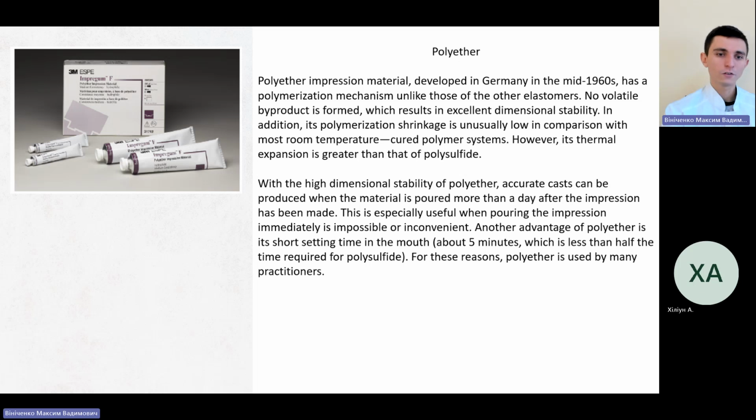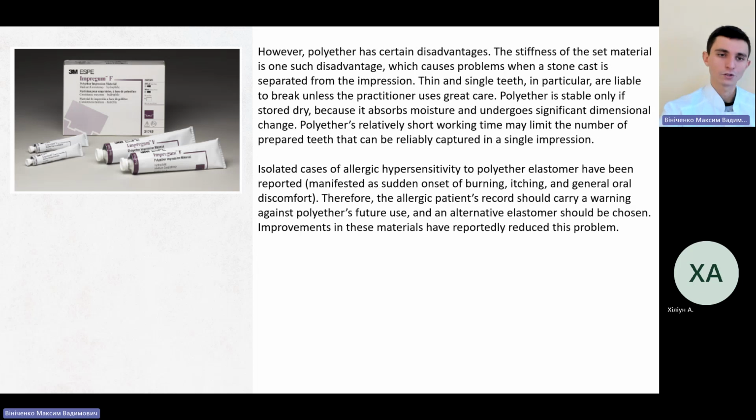With the high dimensional stability of polyether, accurate casts can be produced when the material is poured more than a day after the impression has been made. This is especially useful when pouring the impression immediately is impossible or inconvenient. Another advantage of polyether is short setting time in the mouth, about 5 minutes, which is less than half the time required of polysulfide. For these reasons, polyether is used by many practitioners.